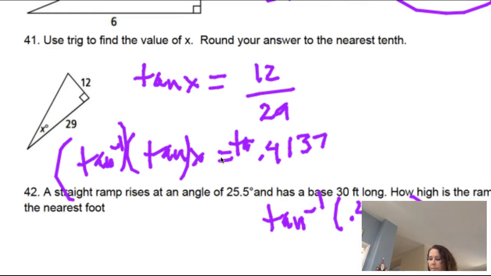Ooh. I don't know why it does that. Go back out. It did that once before for me. Inverse tangent, sorry, it zoomed in and I don't know why.